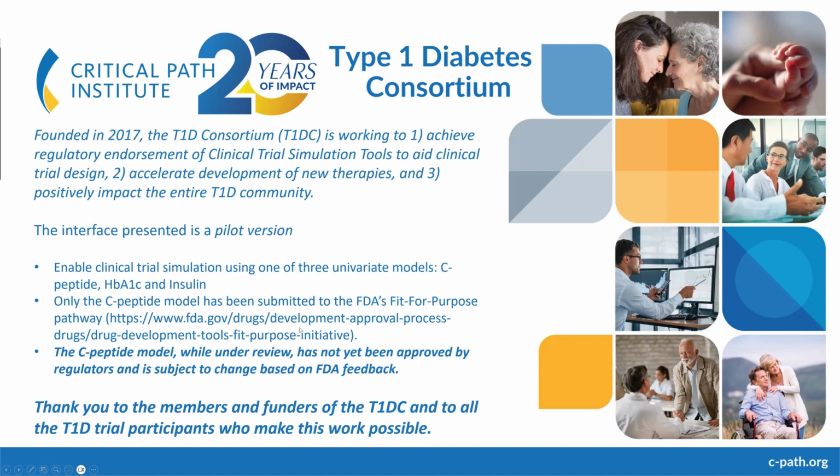Ideally, it will enable clinical trial simulation using one of three univariate models: C-peptide, HbA1c, and insulin. As of today, only the C-peptide model has been submitted to the FDA's fit-for-purpose pathway. Importantly, the C-peptide model, while under review, has not yet been approved by the regulators and is subject to change based on FDA feedback.